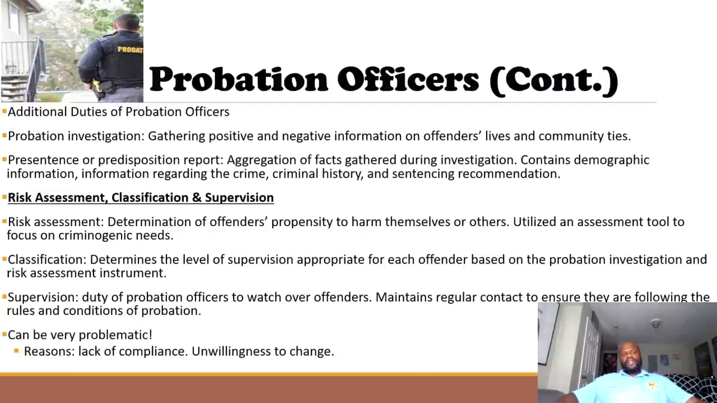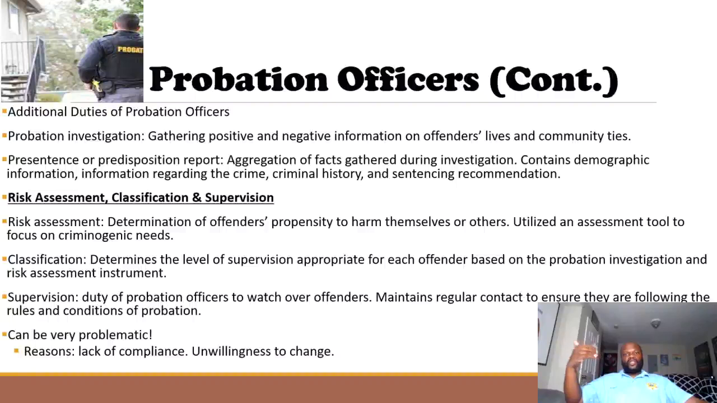You also will do what's called a risk assessment or even classifying and, of course, supervising. Risk assessment, determining what their risks are to the community, determining whether they can harm others. You might use an assessment tool to figure that out. The classification, what level of supervision they will need. You don't want to be supervising someone that is a quote-unquote dangerous person by seeing them once a month or whatever. You want to see that dangerous person probably 4 or 5 times a month.